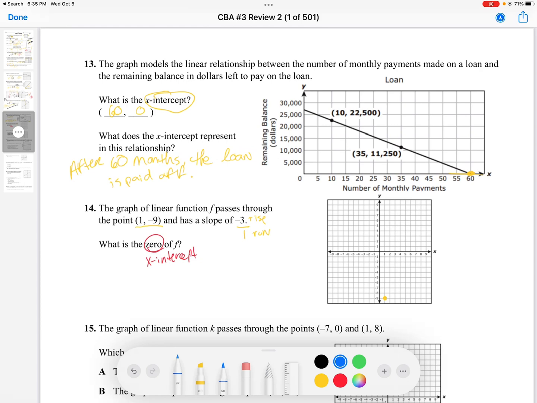Now, if we're at 1, -9 and we go down 3, we're off the grid. So we're going to do the opposite. Instead of going down and right, we're going to go up 3 and left 1. And we're going to keep doing it. Up 3, left 1. Up 3, left 1. And that's actually giving us our x-intercept, that last point we just plotted. But take a straight edge, make your line, and notice here's our x-intercept right there at -2. So -2 is our answer.